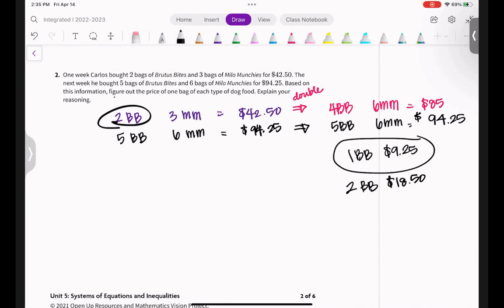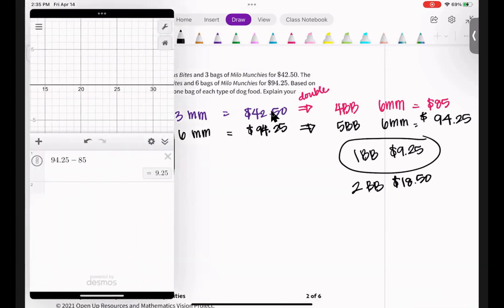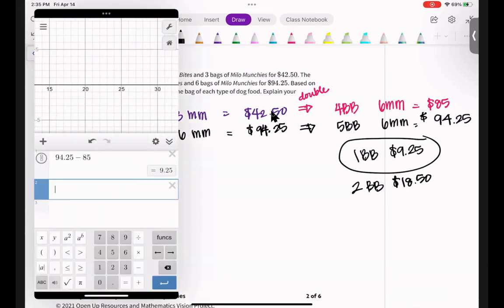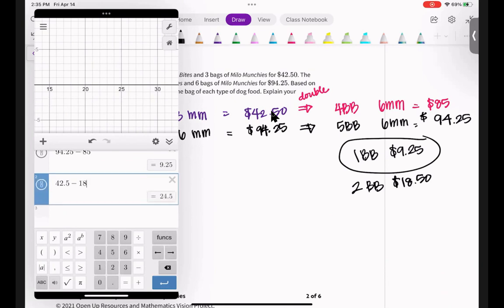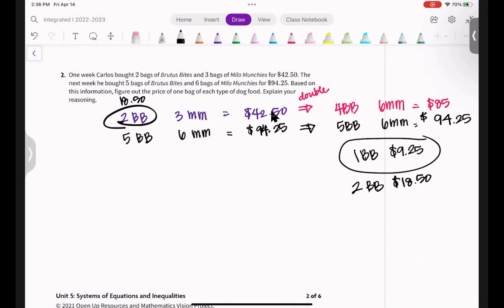$18.50, right? So this up here is going to be $18.50. Does that make sense? Of the $42.50 that I spent, $18.50 is taking up that $42.50, right? So I'm going to bring this back and say, what's $42.50 minus $18.50? So it's $24.